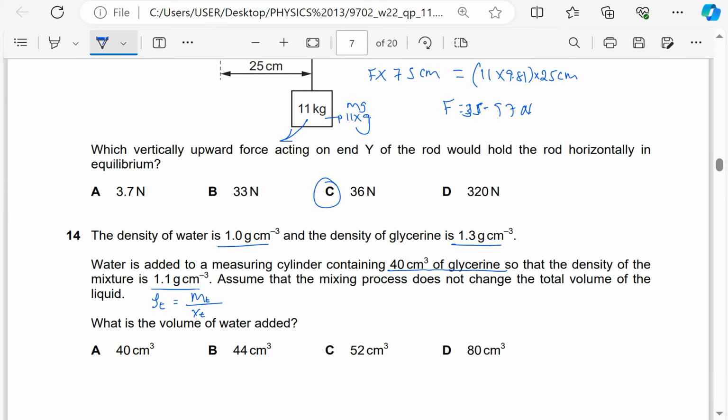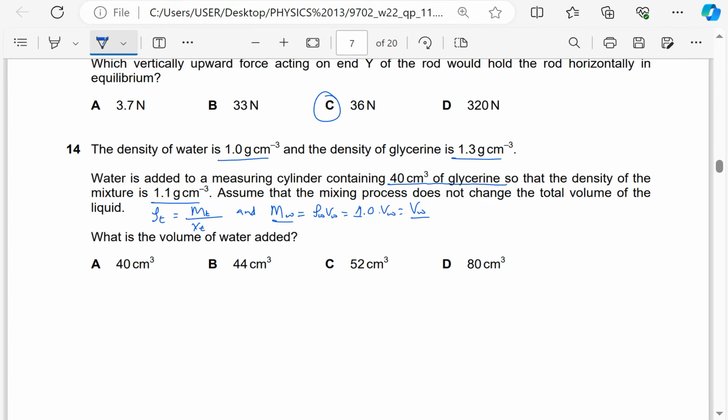Also remember, if I want to find the mass of the water, I need the density of the water times the volume of the water. So let the volume of the water be VW. The density of water is 1 gram per centimeter cubed, so this is going to be 1.0 times VW, which is simply VW. The mass of the water is equal to VW in grams.